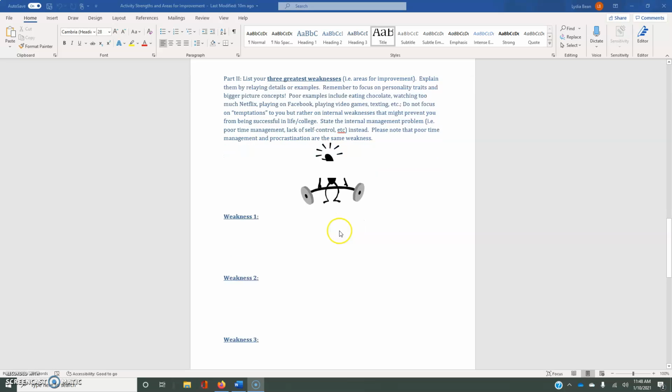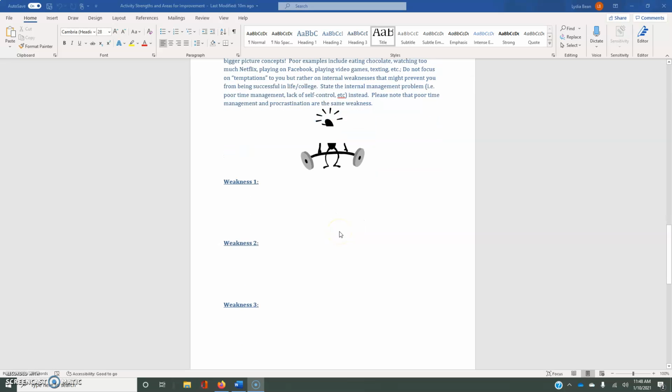The second section, very similar. Please not only identify your three weaknesses, but explain them. Give me examples from your life. Give me evidence. Showcase how this is true, how this is definitely a quality. Again, not a 1 to 2 word descriptor.